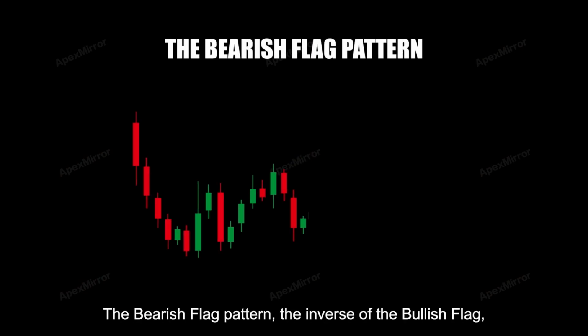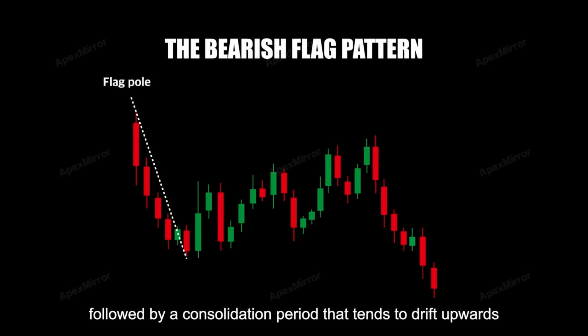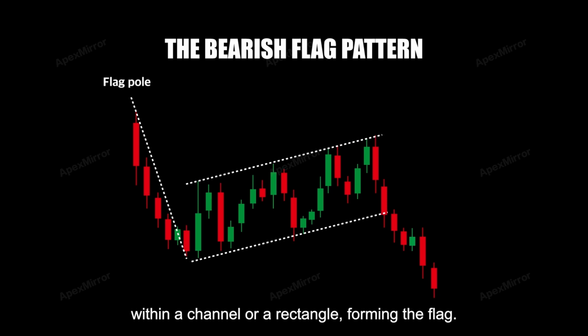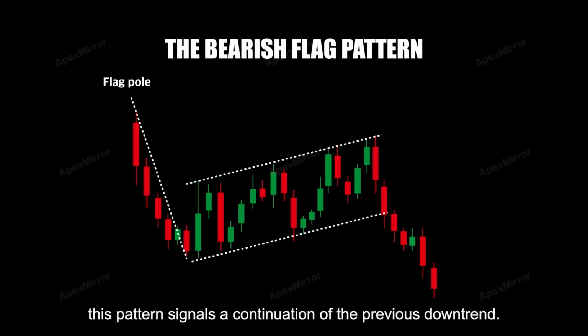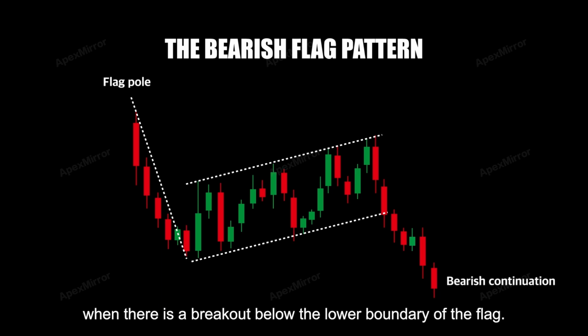The bearish flag pattern, the inverse of the bullish flag, forms after a strong downward price movement, or the flagpole, followed by a consolidation period that tends to drift upwards within a channel or a rectangle, forming the flag. Despite the brief uptrend during the flag formation, this pattern signals a continuation of the previous downtrend. The pattern is confirmed when there is a breakout below the lower boundary of the flag.